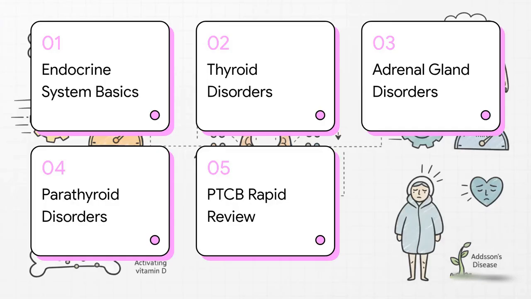Okay, so here's the game plan for today. We'll kick things off with the basics, then jump into the big three glands, thyroid, adrenal, and parathyroid, and we'll wrap it all up with a quick-fire review to really hammer it home. Just a heads up, we're not covering diabetes here. That's a whole beast on its own, and we've got a separate, super detailed explainer for it.